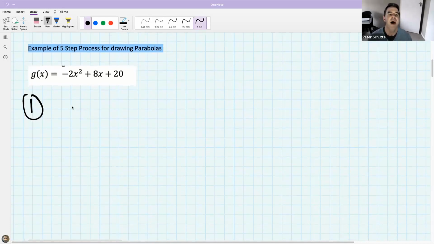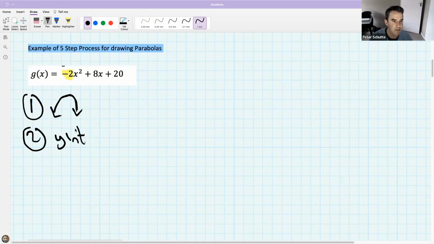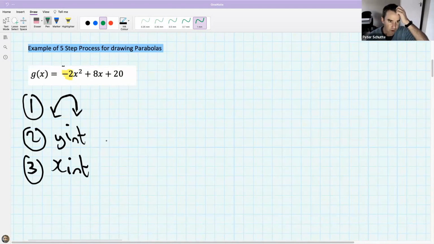Cool. All right. So if we look at this number in front, this number is negative. And what that means to me is that this is an unhappy graph. And this tells me the shape of the parabola. Then step 2 is you're going to find the y-intercept. And step 3, we're going to find the x-intercept. Now, using what we know about the y-intercept, whenever we find the y-intercept, we make x naught. And so the y-intercept here would be 20.